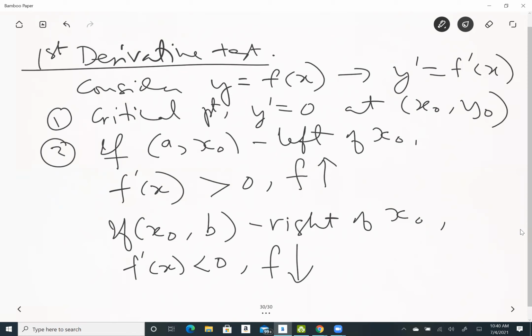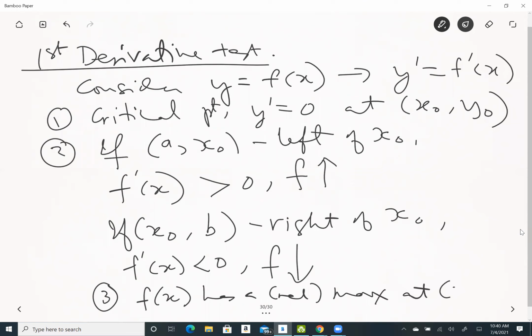The function is increasing from the left and then goes down. Maximum. So number 3, if you have this property, f of x has a relative maximum at (x0, y0). You can say relative or you don't have to say relative, that's fine.